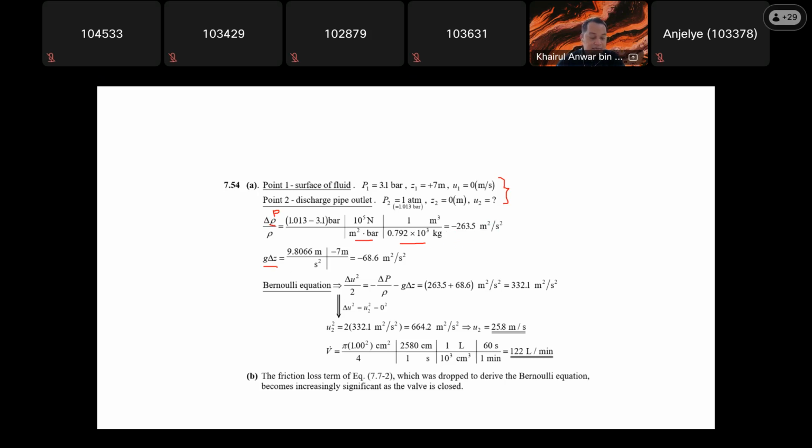This is the second term, g delta Z. Okay, this is the gravity. Minus 7. So that's why I said to make sure which one is 0.1, which one is 0.2, and stick with it. So delta Z is equal to Z2 minus Z1. So that's why it's negative. So you get negative 68. Can you see the unit is the same now?